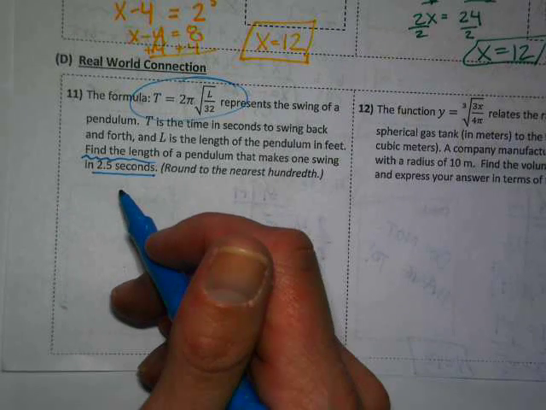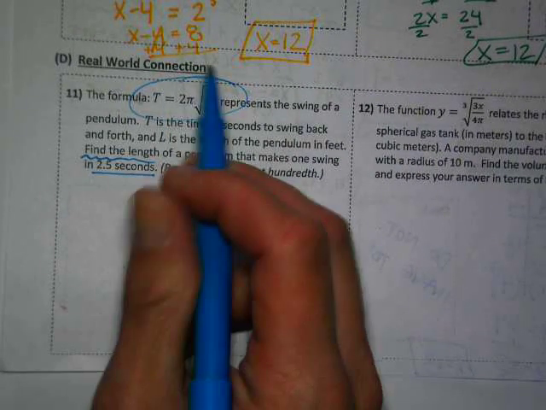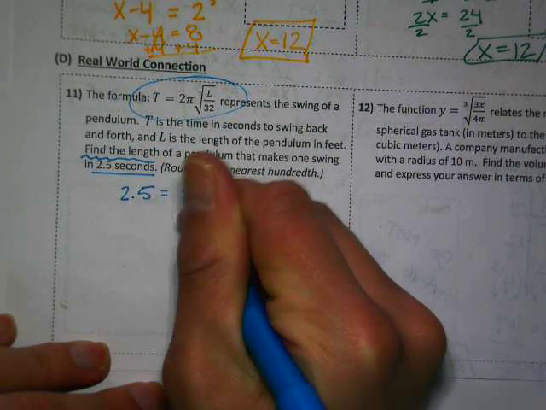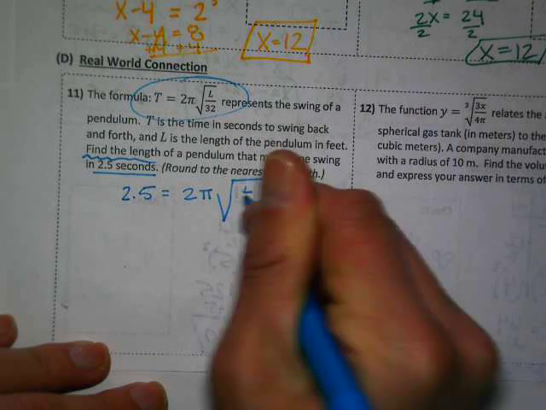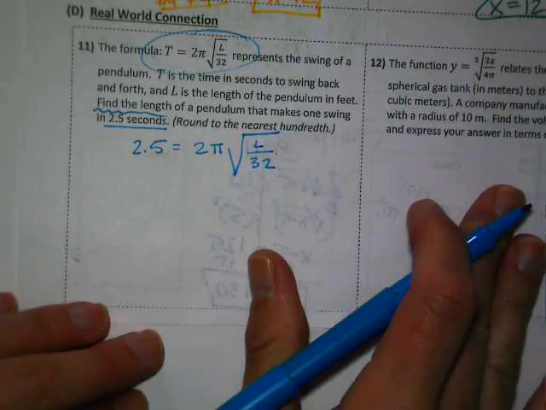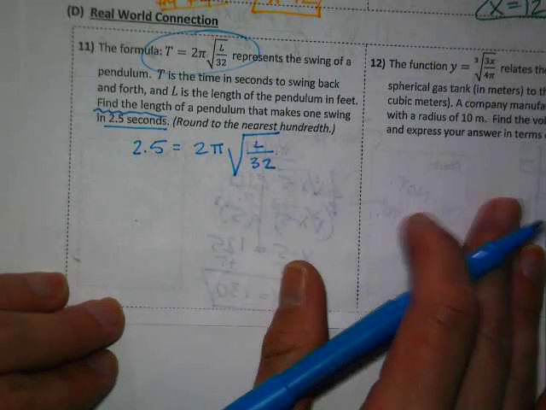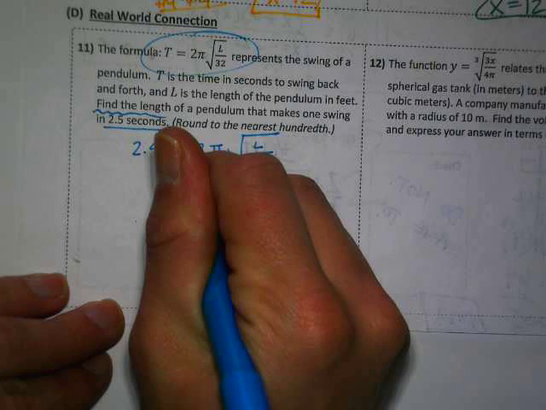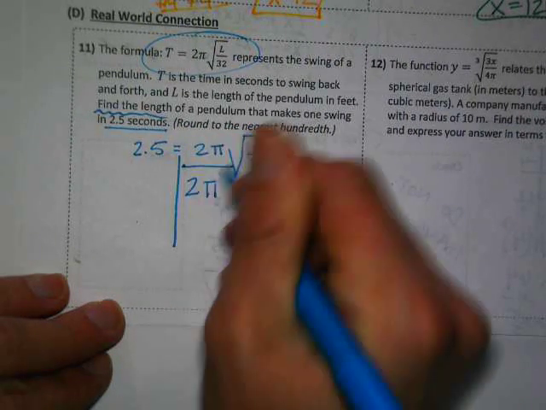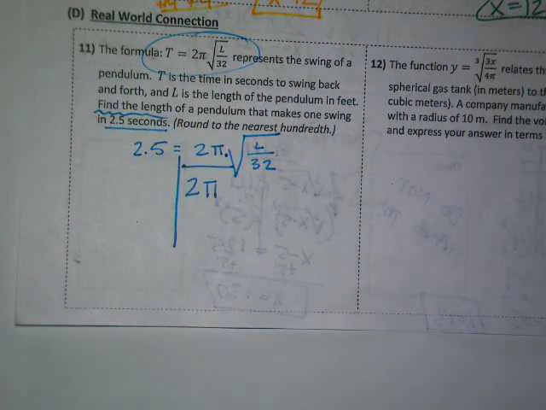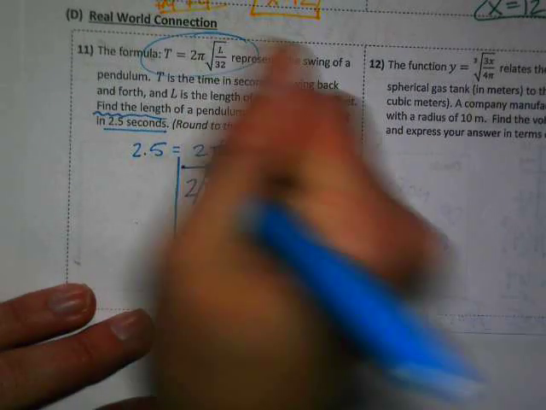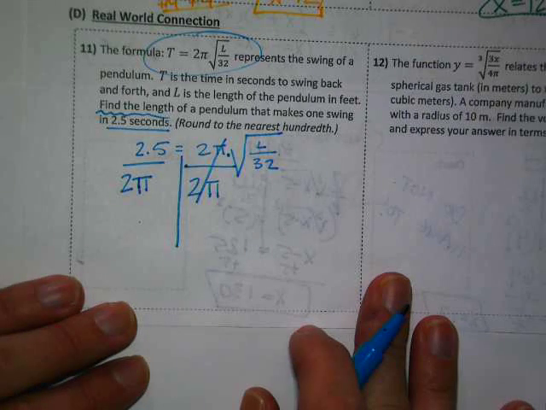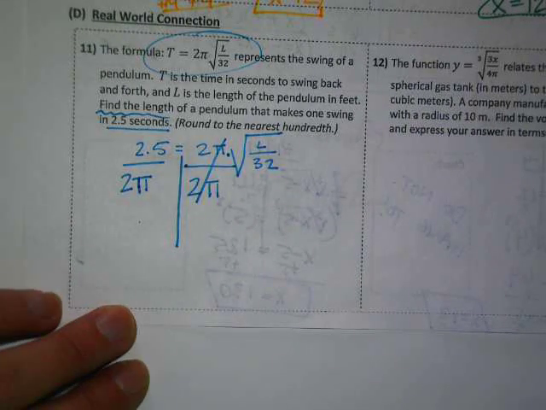That's time. Is time T or L? T. So I'm going to plug in 2.5 for T. 2.5 equals 2 pi square root of L over 32. And I'm trying to find L, right? So all I have to do is solve this. Divide by 2 pi. Good, so I'm going to divide by 2 pi first, because currently 2 pi is being multiplied by that radical. So 2 pi would be 6.28.